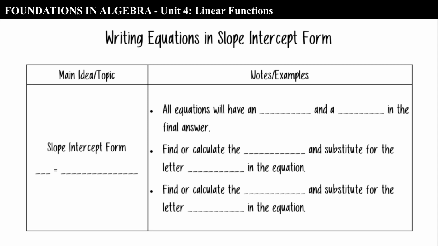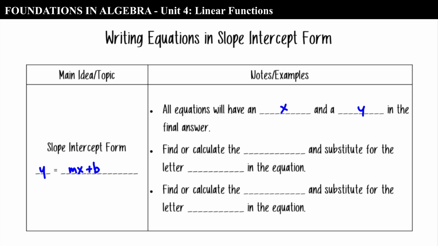We have been talking about linear functions in this unit, and slope-intercept form is one way we can write the equation for a linear function, and the form is y equals mx plus b. A lot of these letters other than x and y may not really mean a lot to you, but we're going to get into what they mean. All equations will have an x and a y in the final answer. So when you write your final answer, you will have x and y in it, and no other letters.